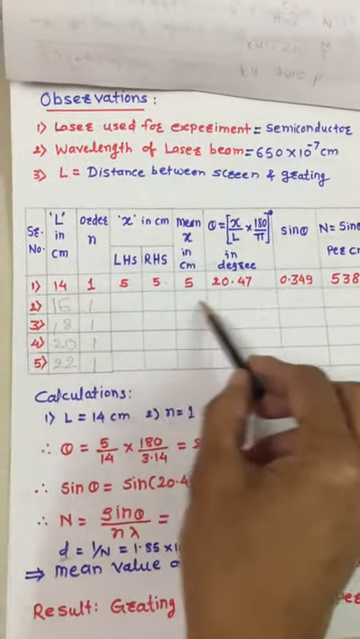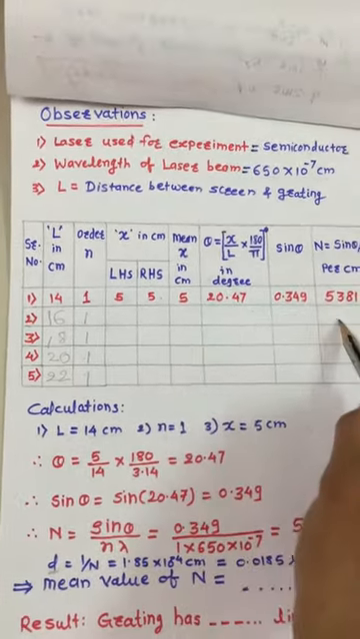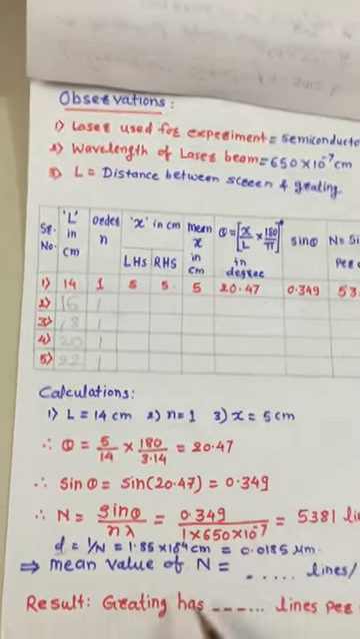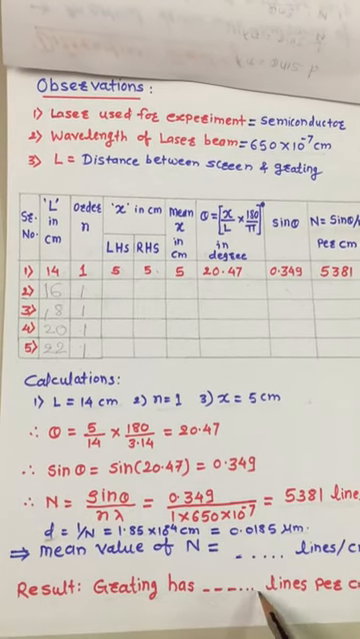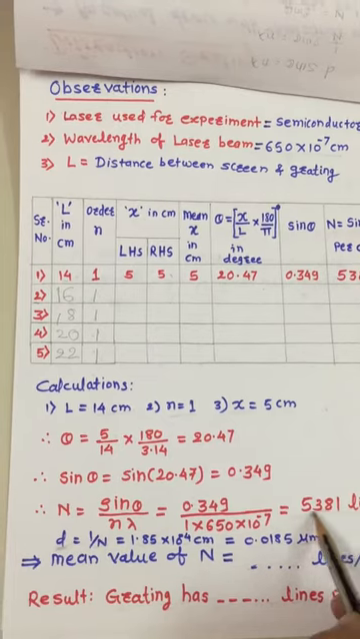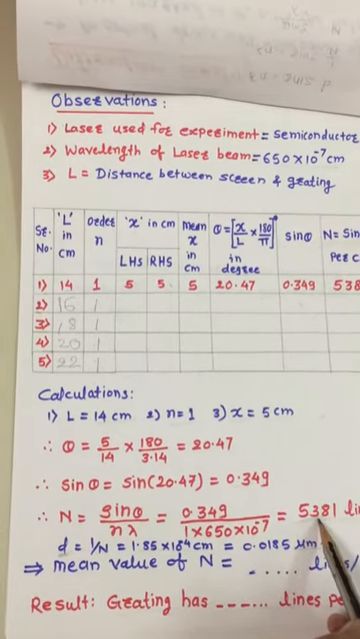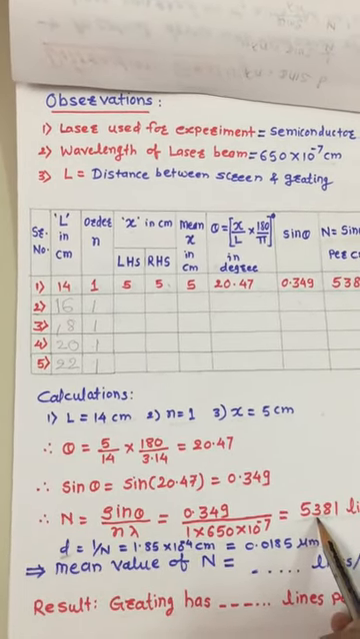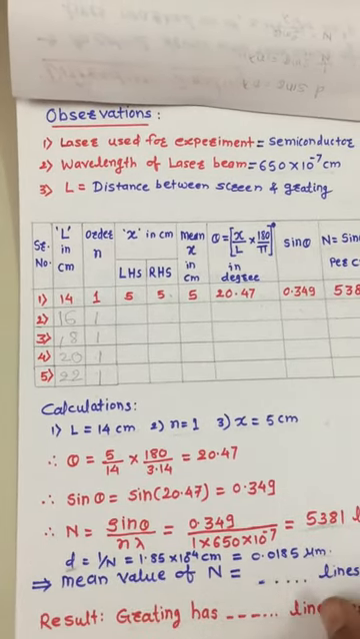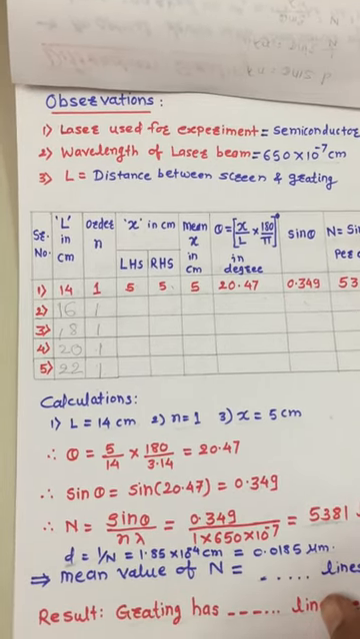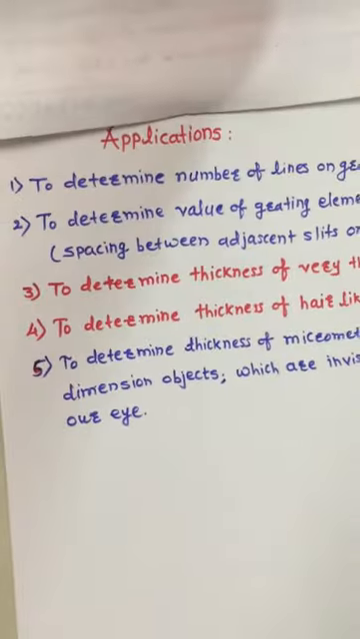Remaining observations are kept empty. Practically, by varying the distance between screen and grating, you can note down the remaining observations and calculate the mean value of n, and from that get a more correct value of the number of lines on the grating. One example I have calculated here, and from that the idea we get is that using such an optical experiment we can determine the thickness or number of lines on the grating, which is a very large number in a centimeter, without touching those lines, so we can measure the grating element also. So what are the applications of this experiment?